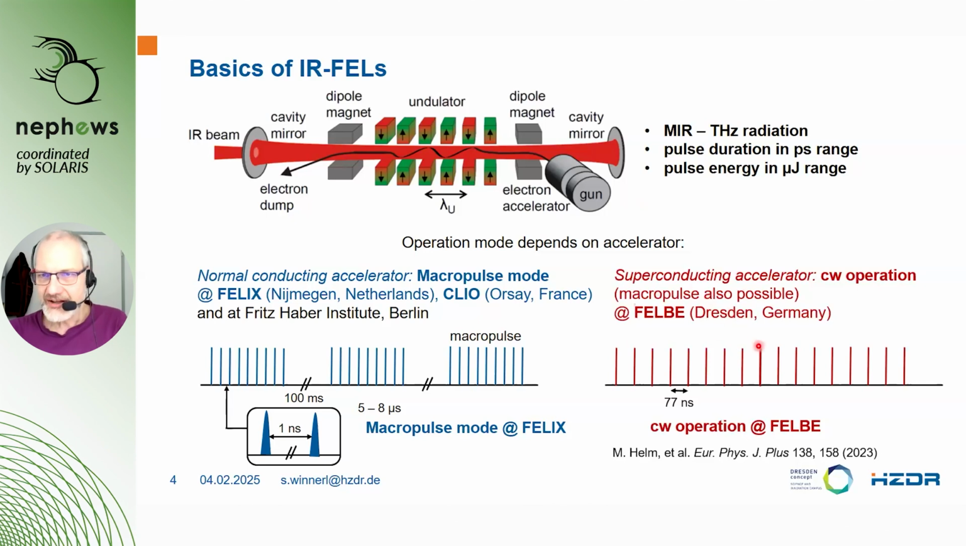At Felbe in Dresden, we have a different mode of operation because we have a superconducting accelerator, and this allows for CW operation. CW here means continuous pulsing, so it's the language of the accelerator people. It's not CW radiation, it's a continuous pulsing. And for us, the repetition rate is 13 megahertz, corresponding to 77 nanoseconds between individual pulses.